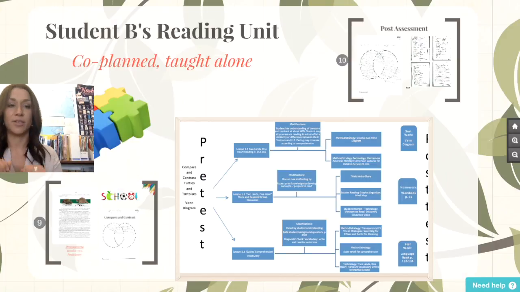Here is the plan. This was just cut out of my TWS, but I wanted to show you what I had done. You can see where I did my pretest was the compare and contrast. So I'll show you that paperwork in a minute. And if you look up here, top right, that's the post assessment that was done at the end of the week. We had a lot of enrichment videos to do.